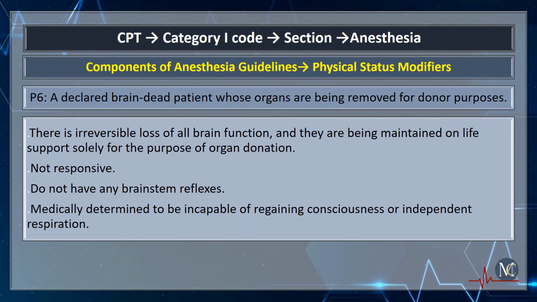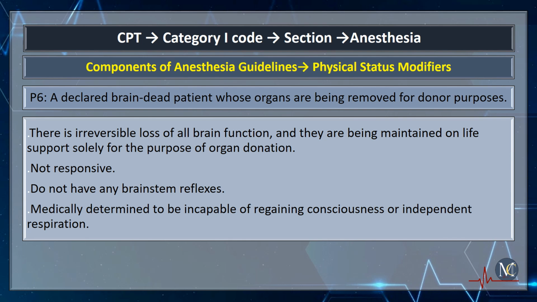Modifier P6. Modifier P6 indicates that the patient is a declared brain dead patient whose organs are removed for donor purposes. It means there is irreversible loss of all brain function and they are being maintained on life support solely for the purpose of organ donation. Patients classified as P6 are not responsive, do not have any brainstem reflexes, and are medically determined to be incapable of regaining consciousness or independent respiration. They are being kept on life support to preserve the viability of their organs for transplantation to save others' lives.